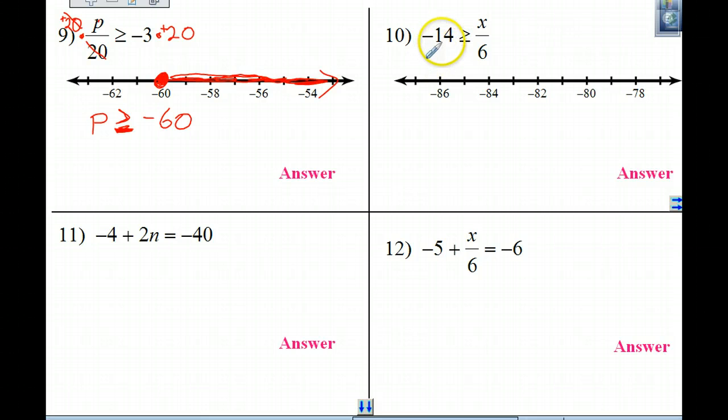Number 10. Again, what does this mean right here? Divide by what? Yeah, this means some number divided by 6. So what do you have to do to both sides? Multiply by 6. You can go ahead and skip it though. Just want to make sure you know the steps.